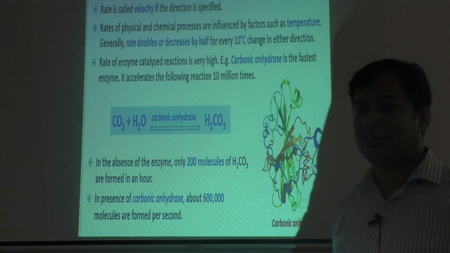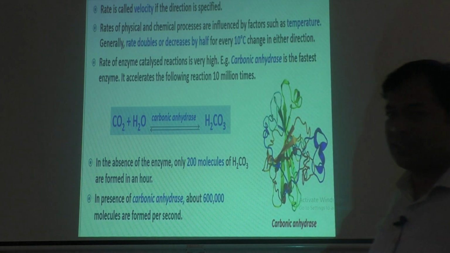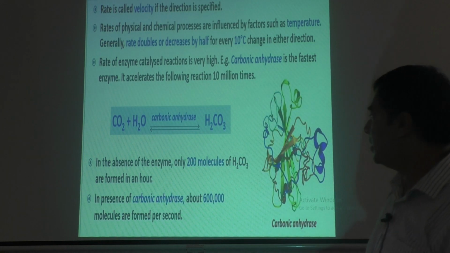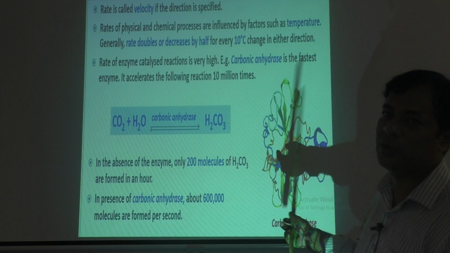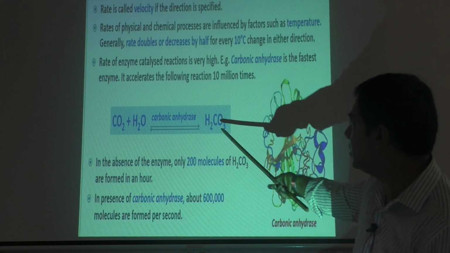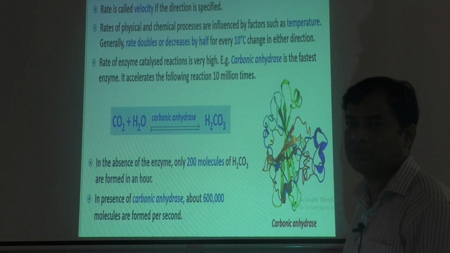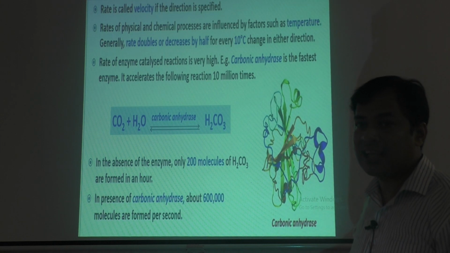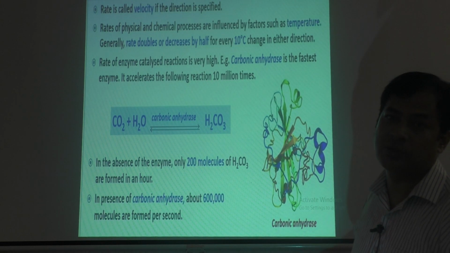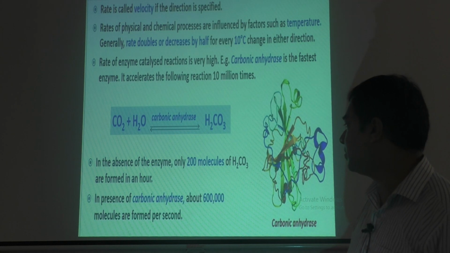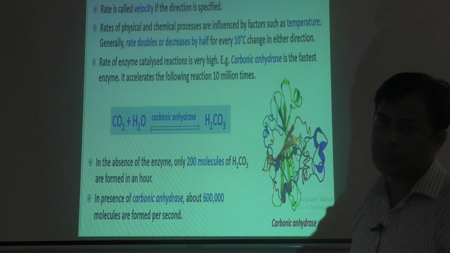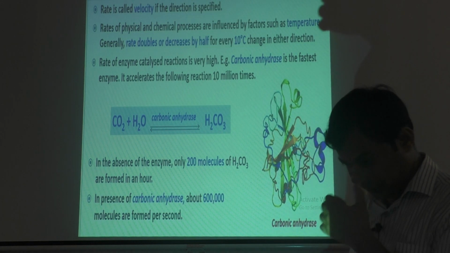What is the use of the enzyme? If carbonic anhydrase is not there, only 200 molecules of carbonic acid are produced in 1 hour. If the enzyme is there, in 1 second, 6 lakh molecules of carbonic acid are produced. That is the importance of that enzyme. Okay, we will continue.